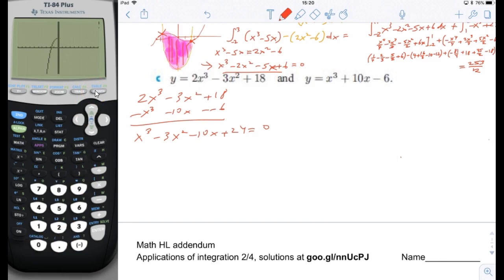Okay, there's one of them, and there's the other one. So we want to find the area between the two. I can see that it would go from here to here. So let's find the intersections. Second calc, intersect, number 5.